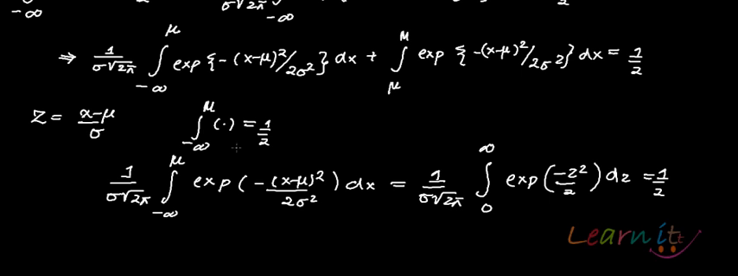Okay, so because when x is equal to minus infinity, z is equal to minus infinity, and when x is equal to mu, z is equal to 0, if you write minus infinity to 0, it is the same as 0 to infinity. So it has been written like this. So the first integral is basically half.